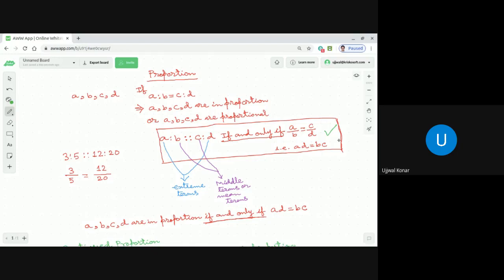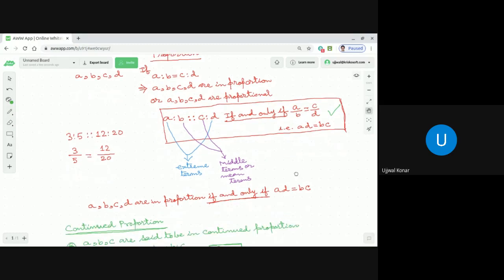In this A, B, C, D, A is known as the first term, B is known as the second term, C is known as the third term, and D is known as the fourth term. Out of these four terms, A and D are known as the extreme terms, and B and C are known as the middle terms or mean terms. A, B, C, D are in proportion if and only if AD equals BC. That is, the product of the extreme terms should be equal to the product of the middle terms. Correct, no?